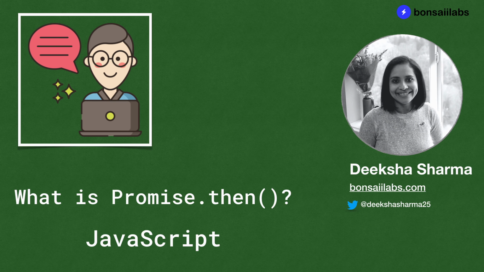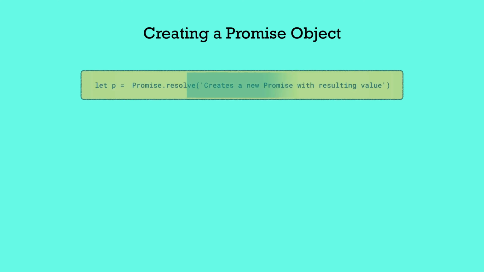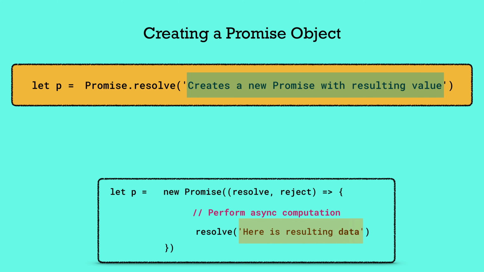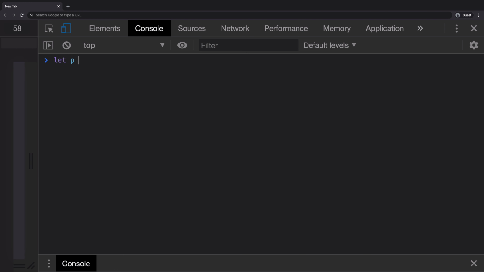Today we will write some code to see what promise.then does and what it can return. In our previous video, we already learned how to create a JavaScript promise using these two approaches. We will use Promise.resolve to create a new promise and call the .then method to get the value. Let's say we have a variable p that holds the resolved promise from calling Promise.resolve with the value "hey bonsai".